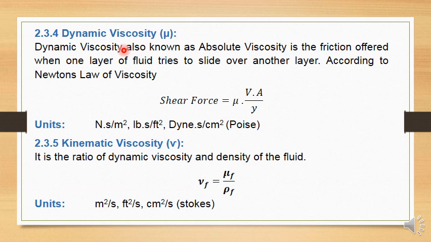Next is dynamic viscosity. Dynamic viscosity is also known as absolute viscosity. That is the friction offered when one layer of the fluid tries to slide over another layer. According to Newton's law of viscosity, shear force is equal to mu V A over y, and we have discussed this in detail in the theoretical part.